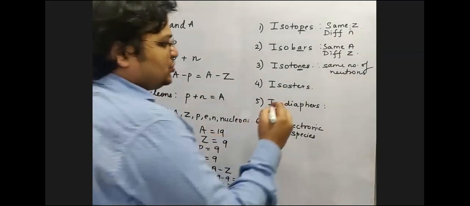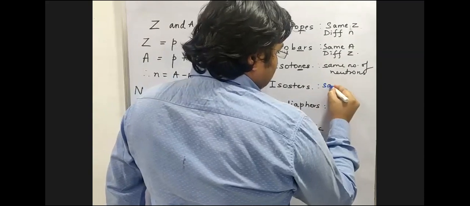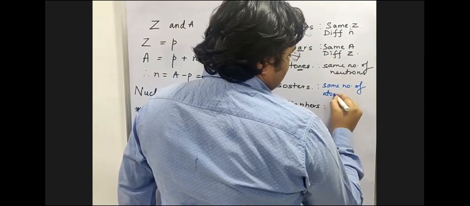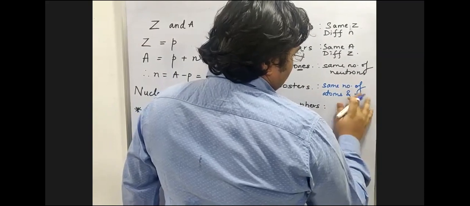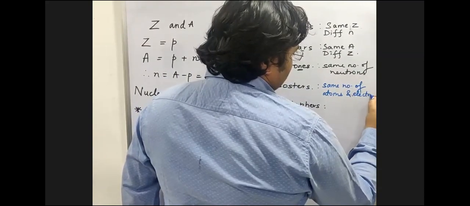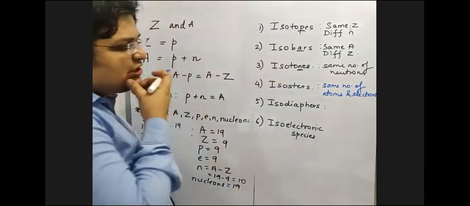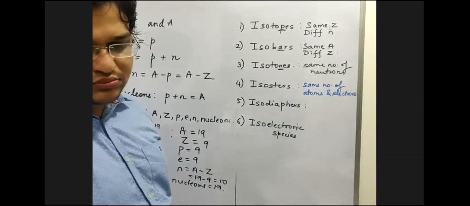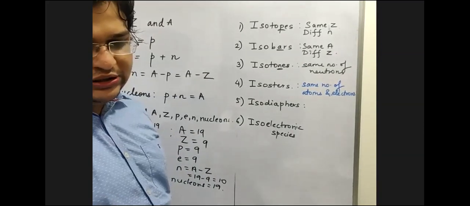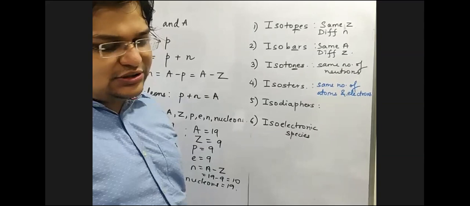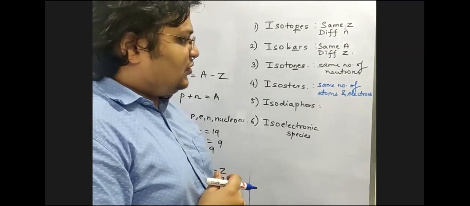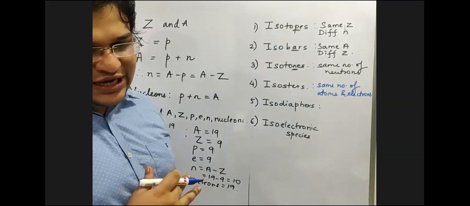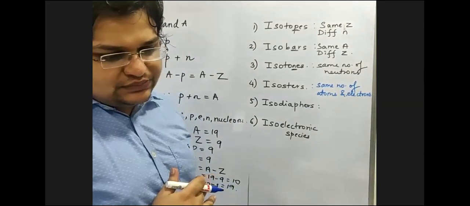What are isosters, guys? Isosters have the same number of atoms and electrons. Atoms भी सेम होने चाहिए, इलेक्ट्रॉन्स भी सेम होने चाहिए। समझा? आइसोडायाफर्स क्या होता है?